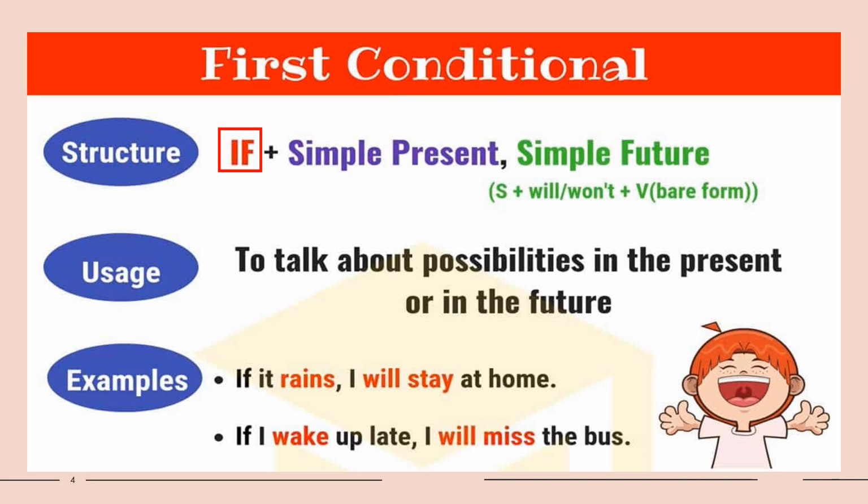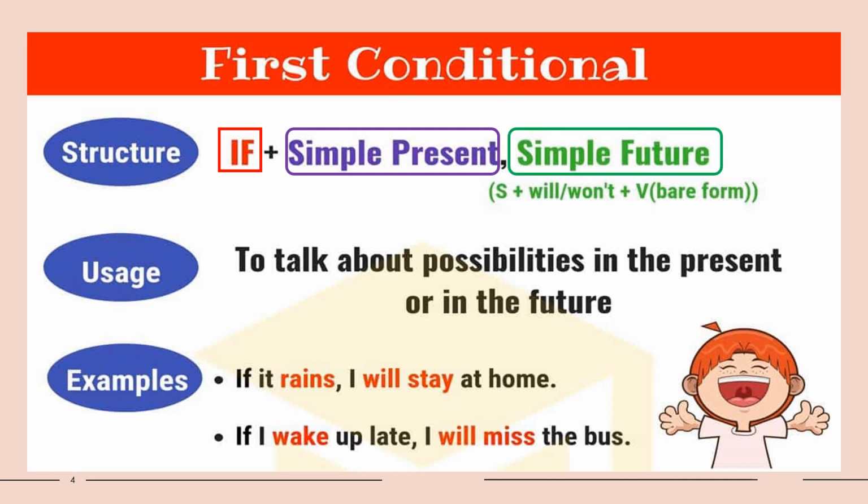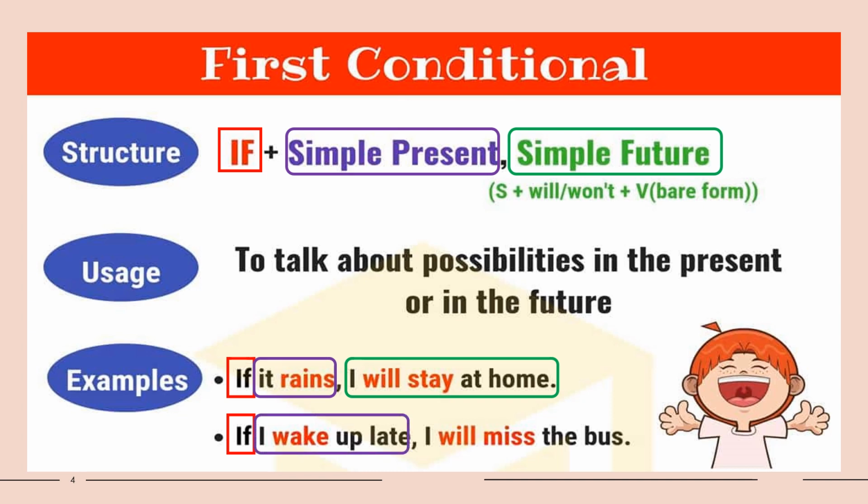First, we have if, then the simple present, followed by simple future, which is the subject plus will or won't plus verb in the base form. For example, if it rains, I will stay at home. If I wake up late, I will miss the bus.